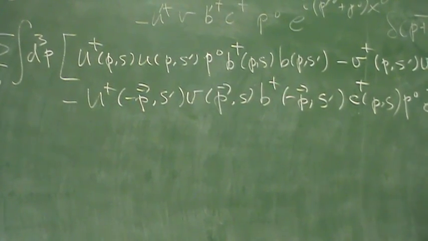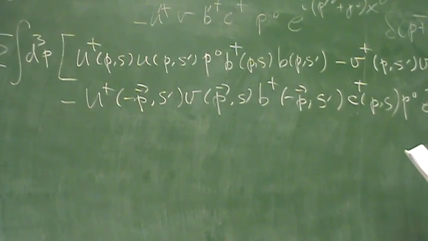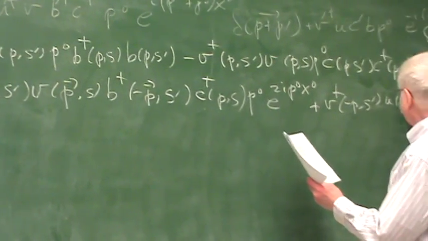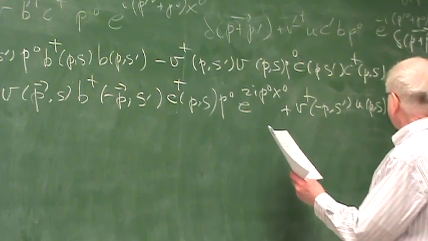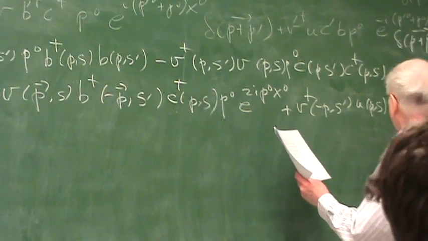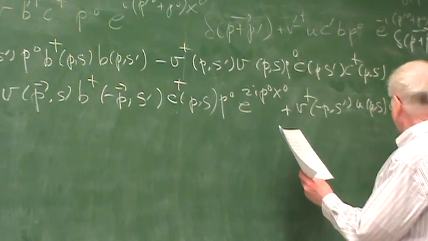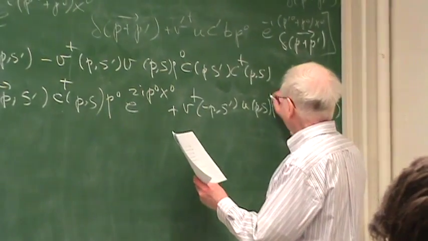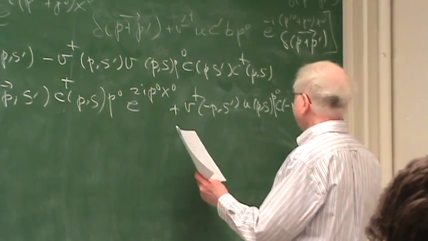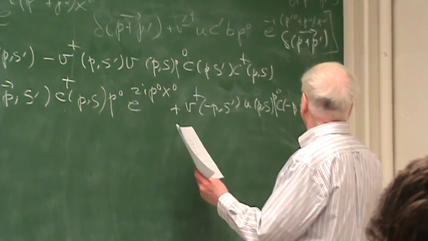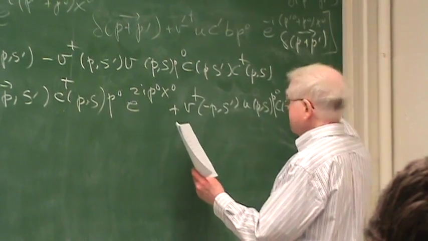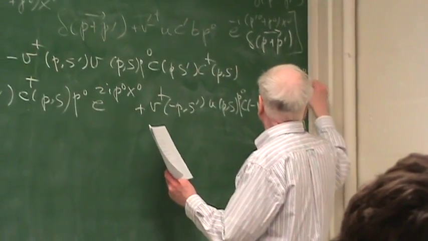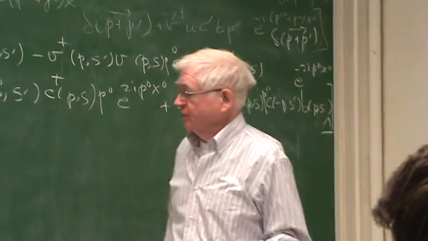Okay, and the next term is v dagger of minus p s prime, u of p and s, c of minus p s prime, b of p and s, a p zero that I'm going to just stick in there. And then let me just carat this in: e to the minus 2i p zero x zero. And there's the final right bracket.